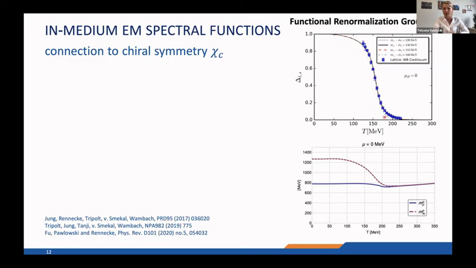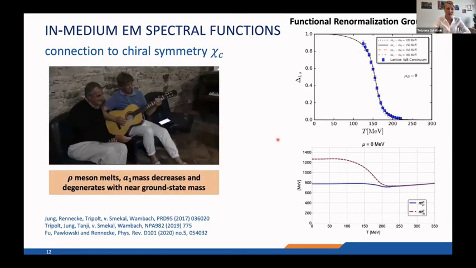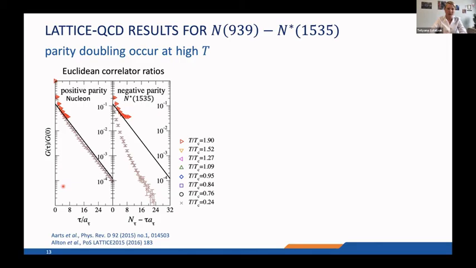So the takeaway is: the rho meson melts, the a1 mass decreases, and if the temperature is high enough, the vector and axial vector particles become degenerate near the ground state, which is the mass of the rho in this case. Now, the question is what happens to the nucleons, because there are nucleons and resonances, because they are also important in the physics of the dileptons.